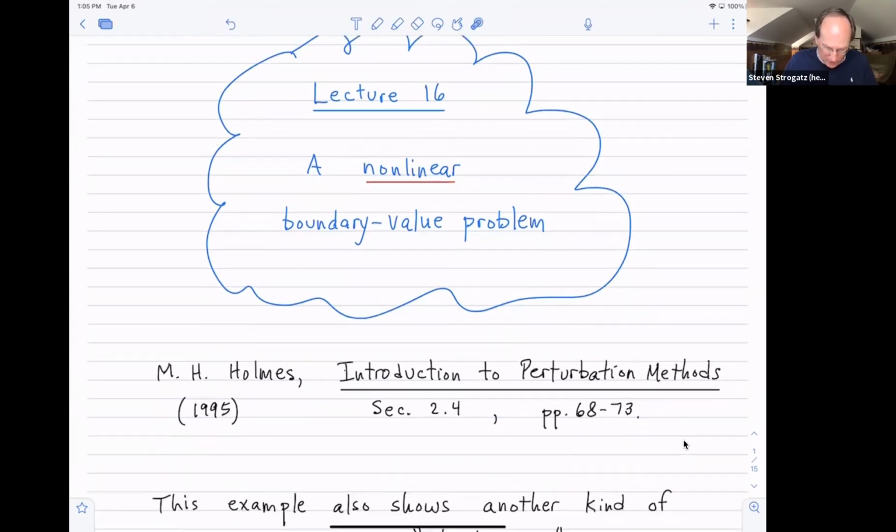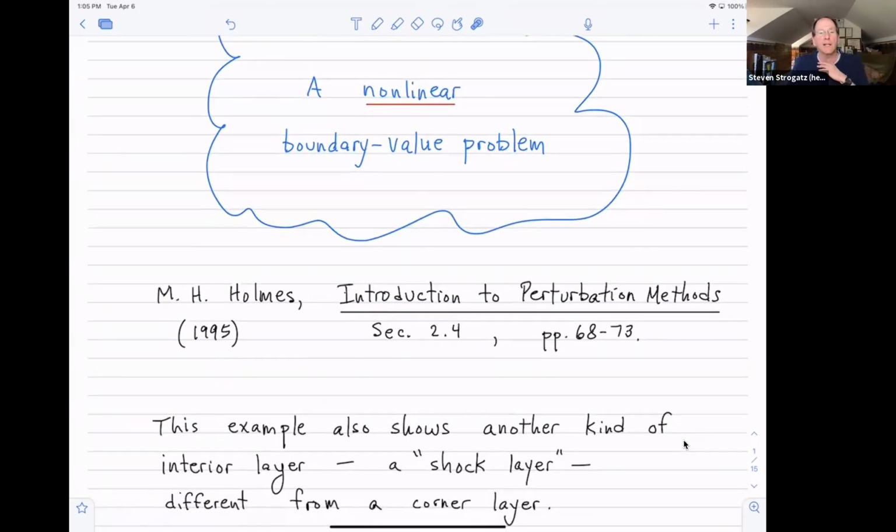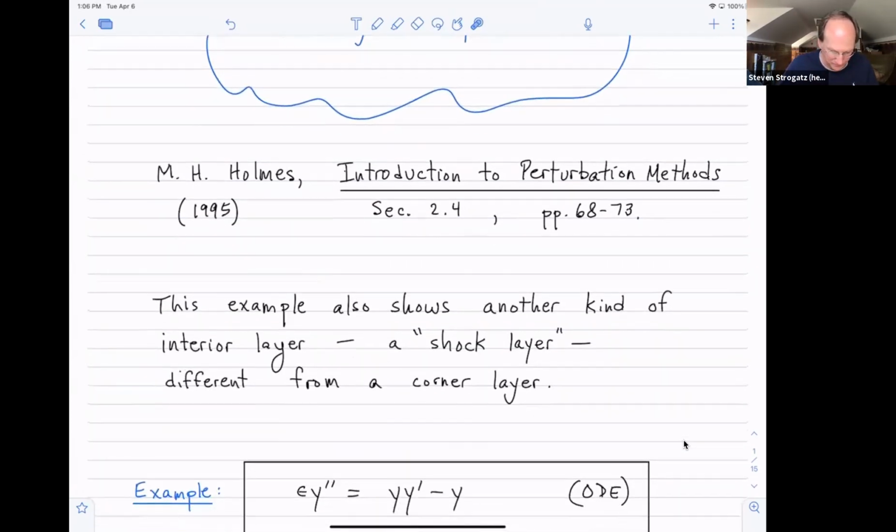Before we get into the analysis, I just want to mention that Holmes uses this as an example of a problem that has another kind of interior layer. We talked in, I think, just the last lecture about corner layers, which is one kind of interior layer. Here we're going to talk about a different kind, which Holmes calls a shock, or a shock solution, or a shock layer. You may have heard of shock waves in connection with aerodynamics or fluid dynamics. Anyway, this is a kind of model case of a shock.